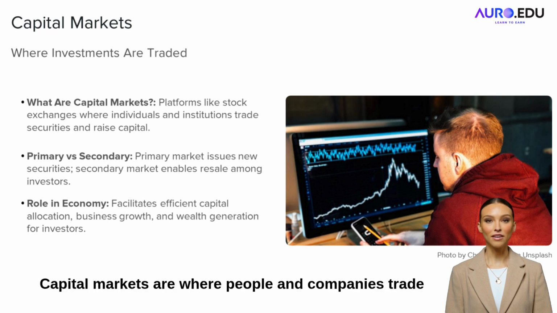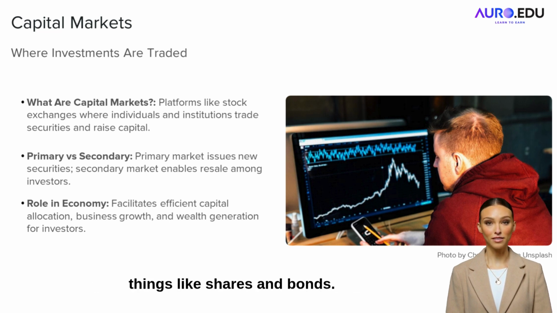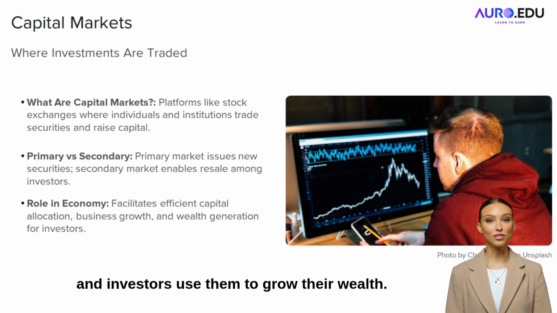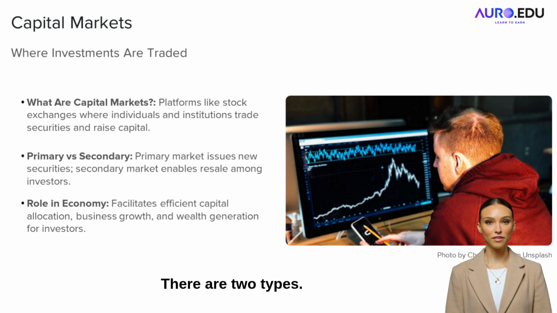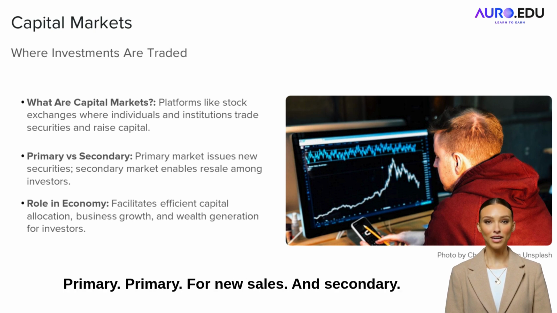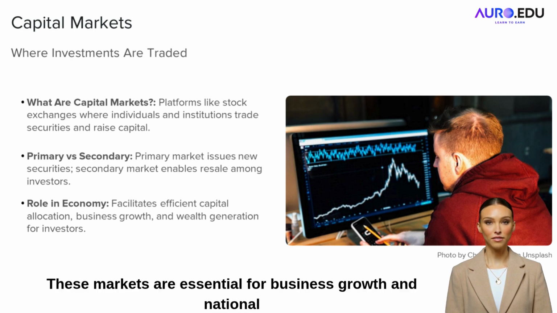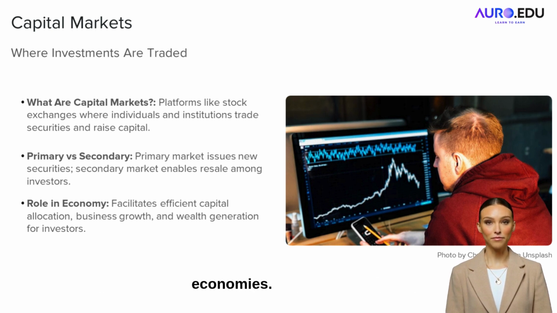Capital markets. Capital markets are where people and companies trade things like shares and bonds. Companies use these markets to raise money, and investors use them to grow their wealth. There are two types: primary, for new sales, and secondary, for reselling shares. These markets are essential for business growth and national economies.